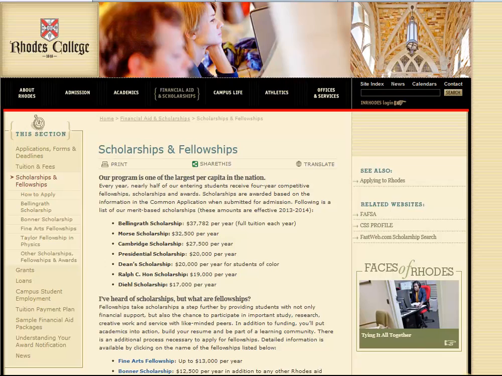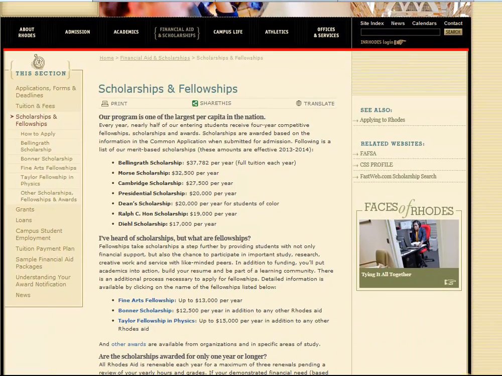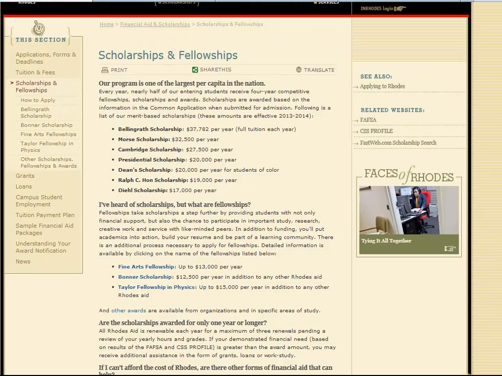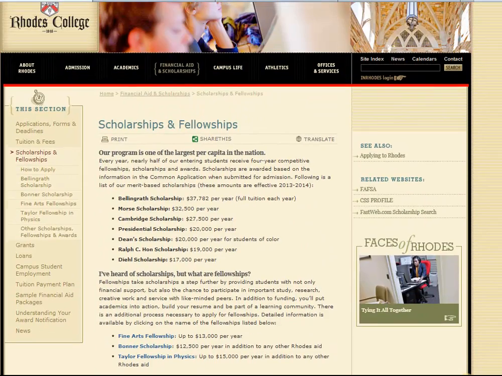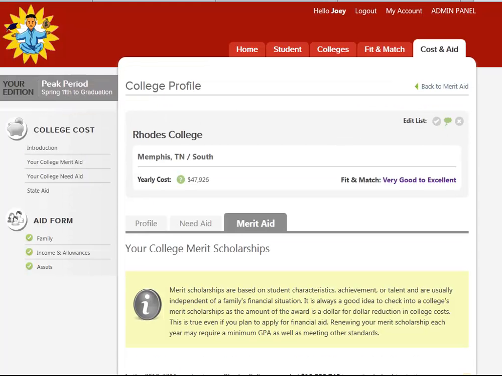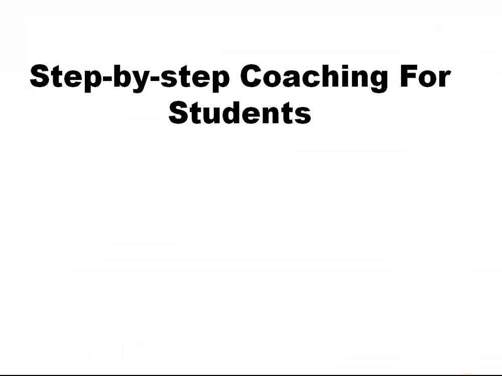I don't know how they do this because there's 2,700 colleges in this database. They have to do it manually. This gives more detail that the school provides on this particular scholarship. So it tells you about the Bellingraph Scholarship. Somewhere down here, it might tell you how you apply, how you qualify, that type of thing. That's what's cool about this search tool. It gives you links right to their site. All right, now let's get back to the rest of this presentation.